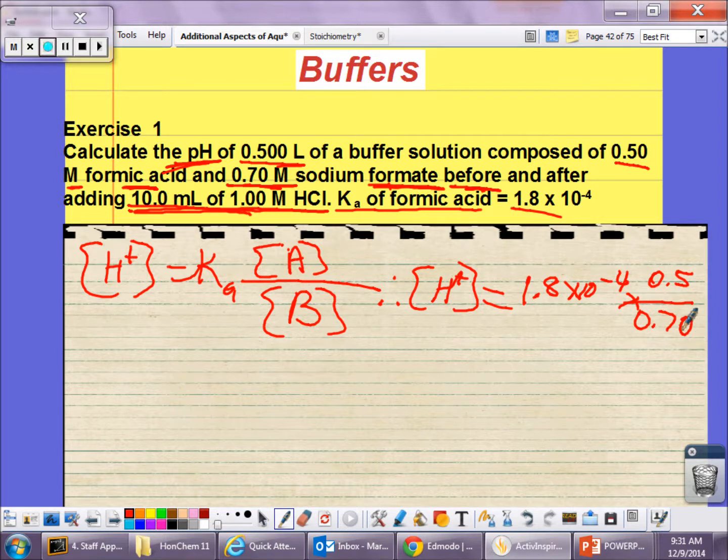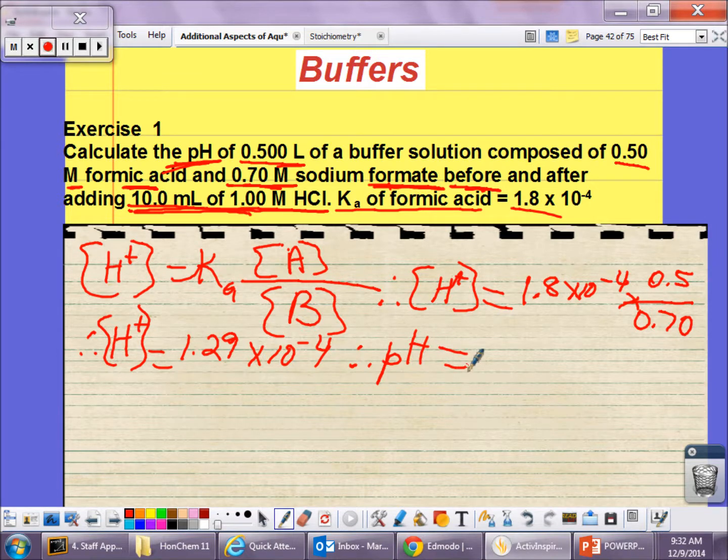Okay, therefore H plus equals 1.29 times 10 to the negative 4, but it's not what they asked me for. They asked me for pH. Therefore, pH equals, what is the pH? 3.89. Thank you very much. It is 3.89. Okay? So we have a weak acid and its conjugate base. You have a pH of 3.89.